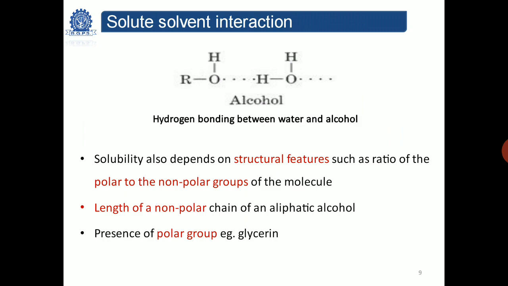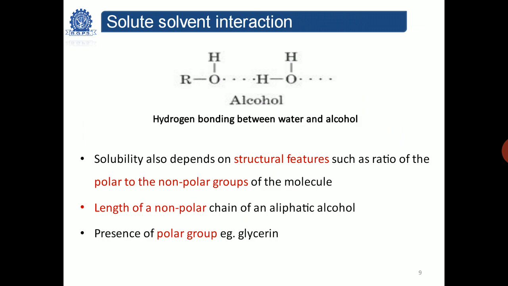Apart from that, the length of the non-polar chain of an aliphatic alcohol. In this case the non-polarity is increasing. As the number of carbon atoms in the aliphatic alcohol increases, you will find that the higher alcohols, like n-butyl alcohol and pentanol, have less solubility in water because the length of the non-polar chain increases. The non-polarity in the solute or substance is increasing, and that's why there is less solubility in the polar solvent. So this is also important, the length of the non-polar chain of an aliphatic alcohol.